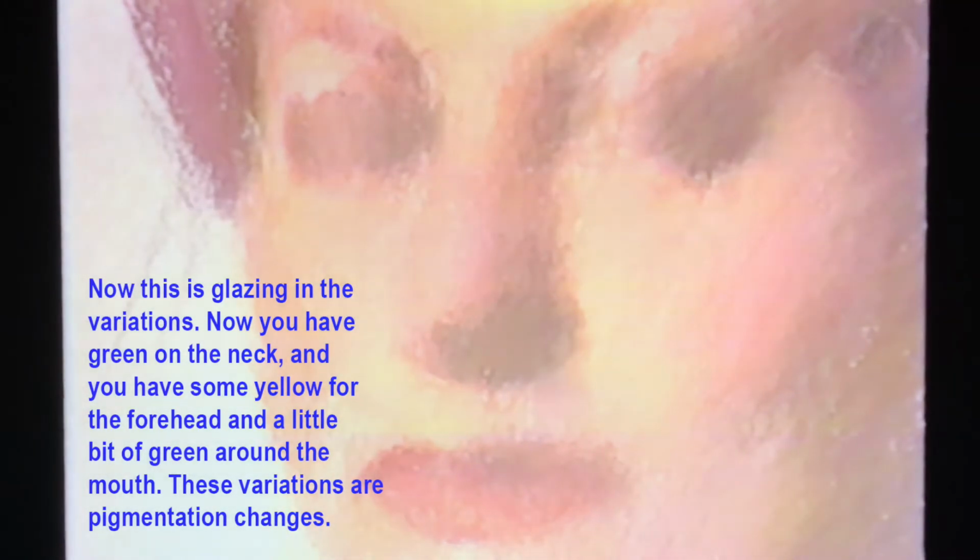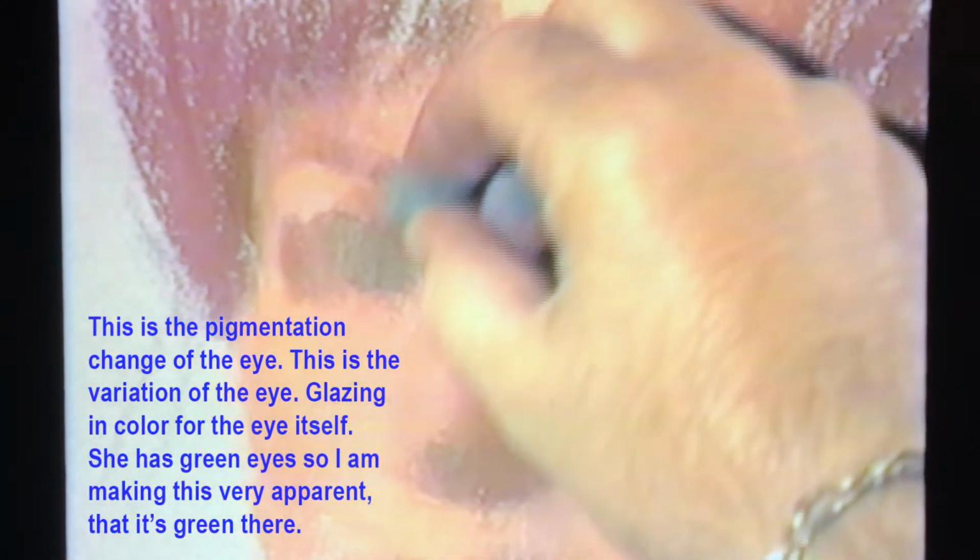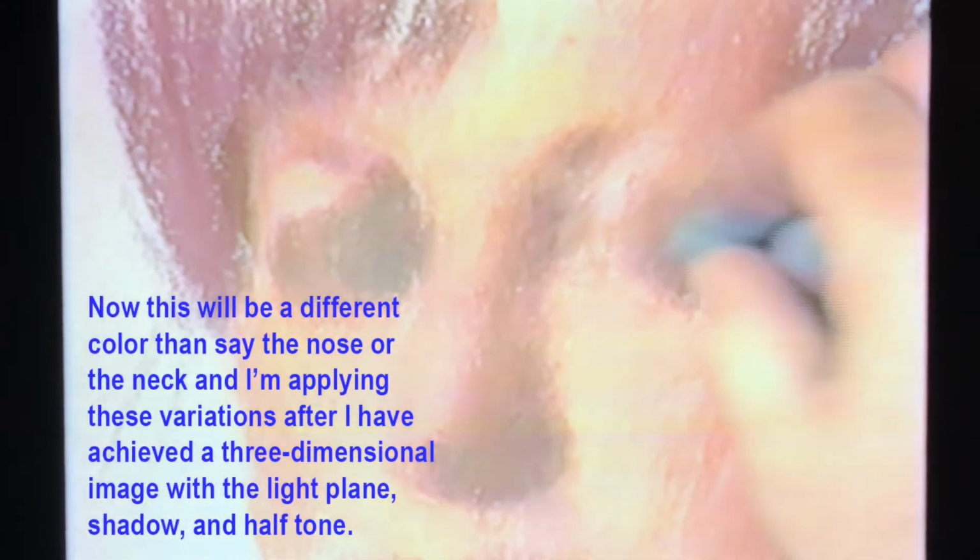And here, green on the neck, put in some yellow for the forehead, and a little bit of green around the mouth. These variations are pigmentation changes. And this is the pigmentation change of the eye. This is a variation of the eye. I'm glazing in a color for the eye itself. She has green eyes, so I'm making this very apparent that it's green there. Now this will be a different color than, say, the shadow of the nose or on the neck.